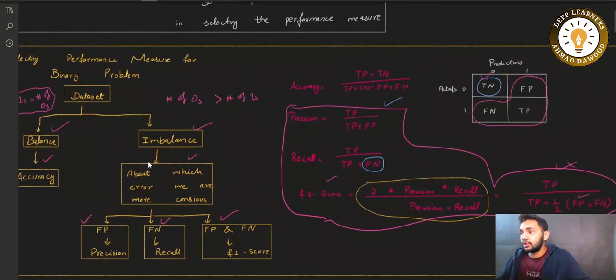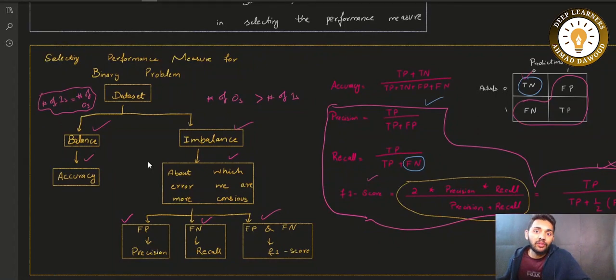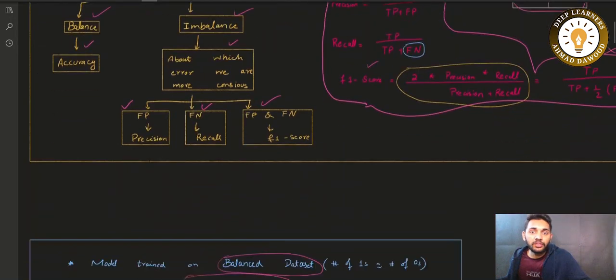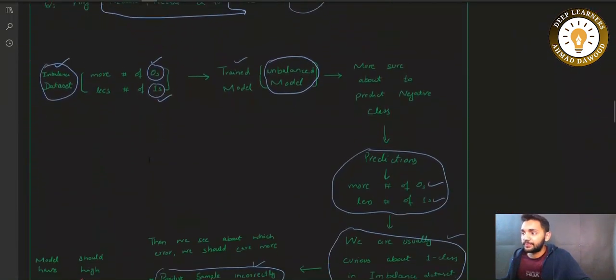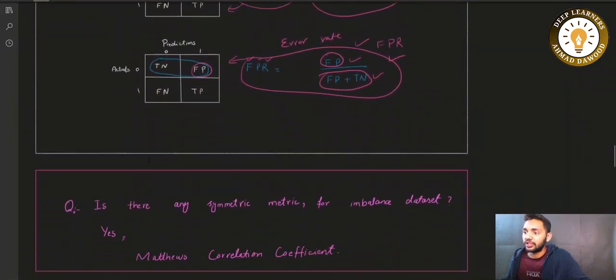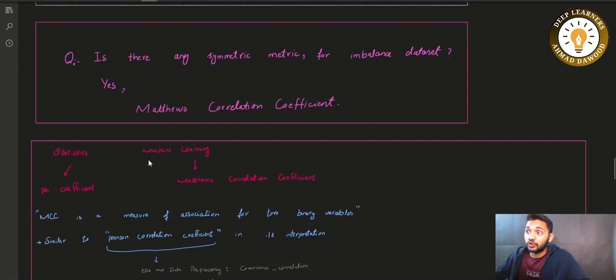So maybe the question in your mind is: is there any evaluation metric in which all four cells are catered for? In the case of accuracy, you have a formula in which all the cells are used, but it is for a balanced model. In the case of an imbalanced dataset, is there any metric which has all the counts in its formula? Yes, there is a measure usually called the Matthews correlation coefficient. So now we will discuss the Matthews correlation coefficient here, and it is also symmetric. We will discuss that in detail.